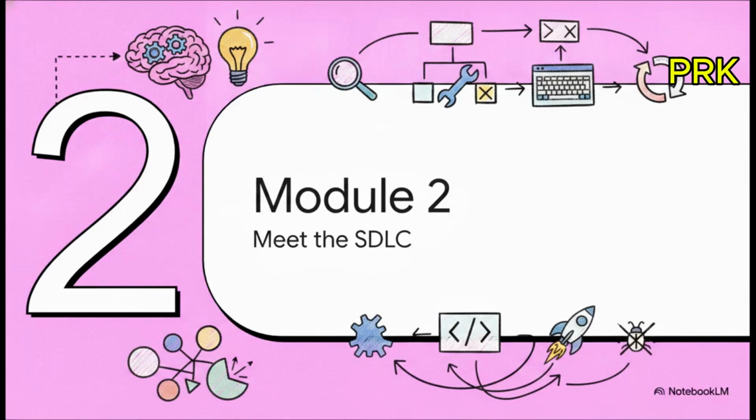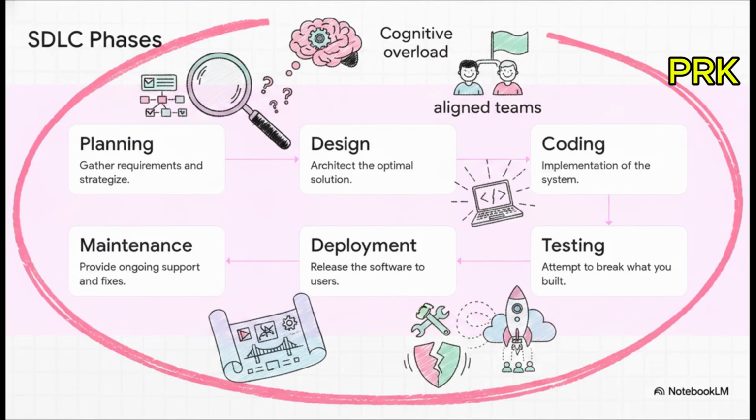Which brings us right to Module 2. Meet the Software Development Lifecycle, commonly known as the SDLC. Every single piece of software goes through these 6 standard phases. First up, planning and gathering requirements. Second, design. This is where you're architecting the solution.